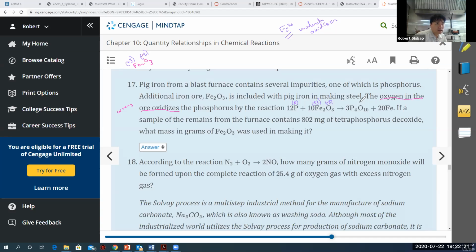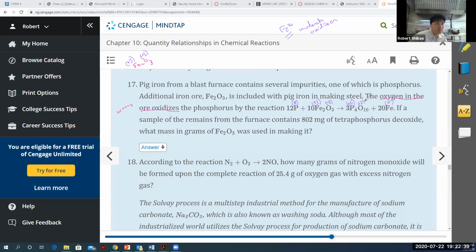And then over here, oxygen is -2. So -2 times 10 is -20. -20 divided by 4 is +5. So each phosphorus is +5. And then iron is 0. So iron went from +3 to 0. So each iron gained 3 electrons.